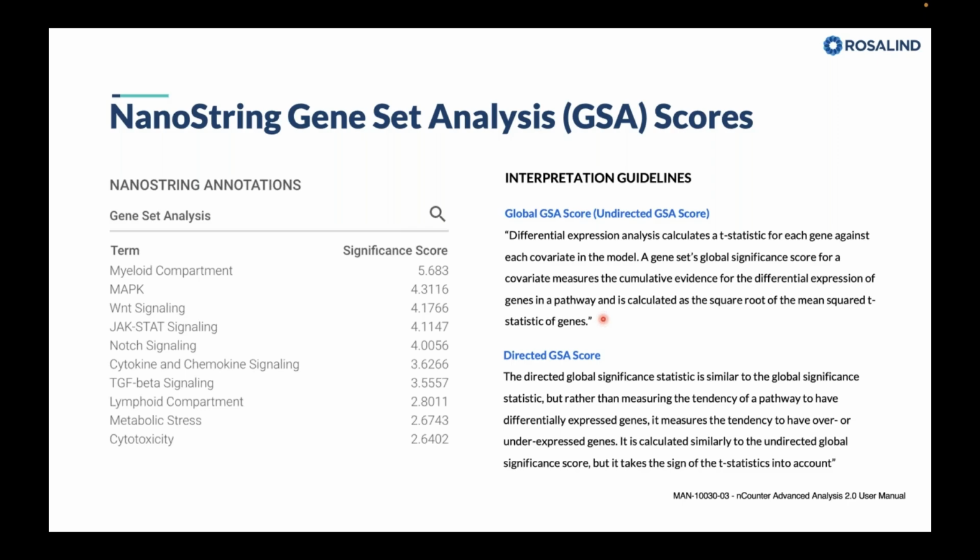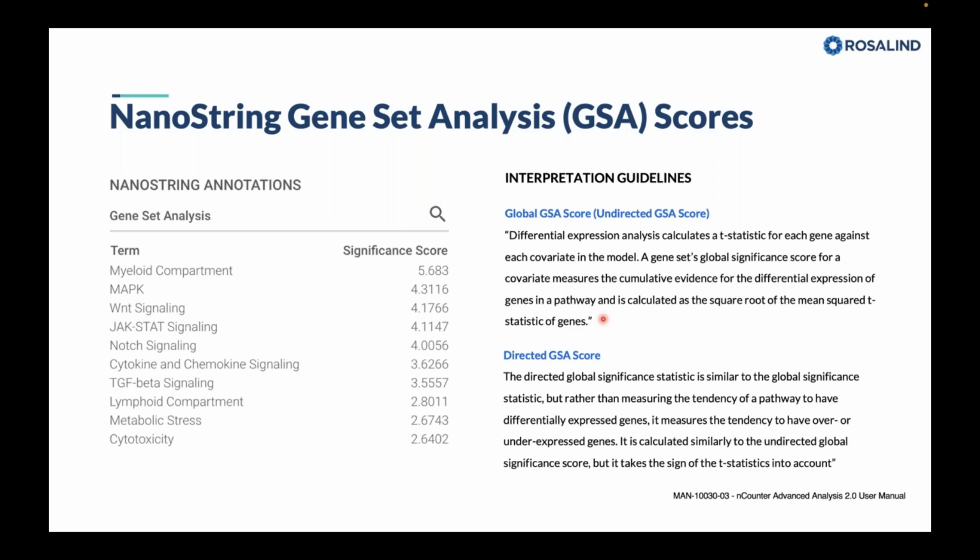Differential expression analysis calculates a t-statistic for each gene against a covariate in the model. A gene set's global significance score for a covariate measures the cumulative evidence for differential expression of genes in a pathway and is calculated as the square root of the mean squared t-statistics of genes. So in case that's not clear for everyone on the call, I want to break down the math because this may sound complicated, but it's simple arithmetic. So I'll show you what this looks like.